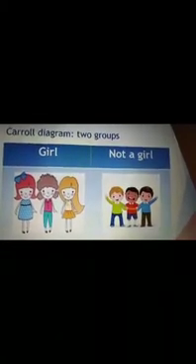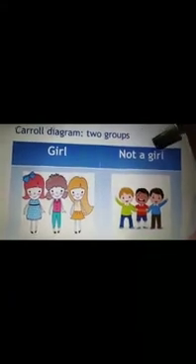Example number 1. This picture shows a number of boys and girls. We can sort them in a Carroll diagram as girl, not a girl. This is how the Carroll diagram looks. As we said before, the Carroll diagram must have two groups, and here we have two groups. The first group will be labeled as A, the second group will be labeled as not A. Here you can see that the first group is a girl group and the second group is a not a girl group.